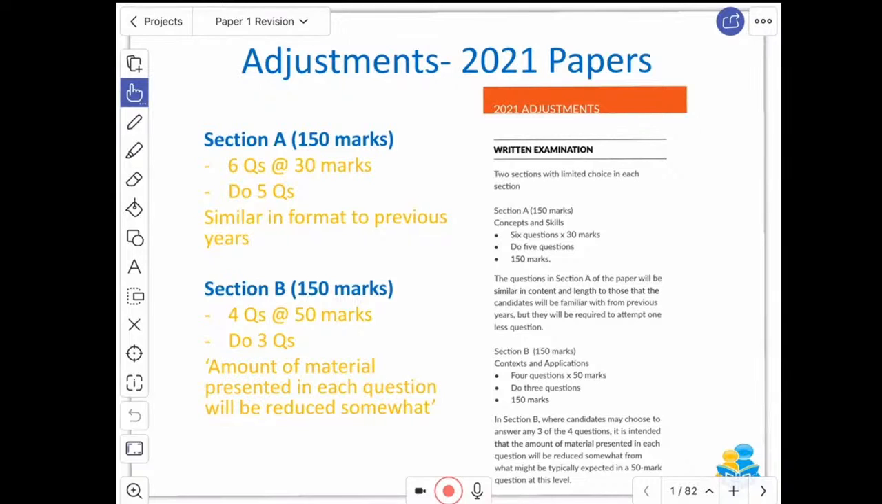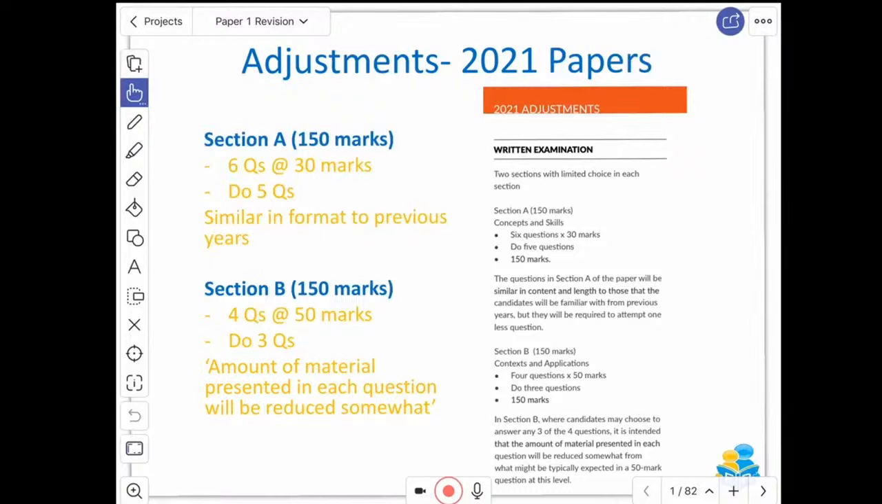So I've taken a quick screenshot from that document and it talks you through exactly what the changes are for our maths higher level paper. Now, again, this may change, we don't know, but for the moment, this is the up-to-date information.